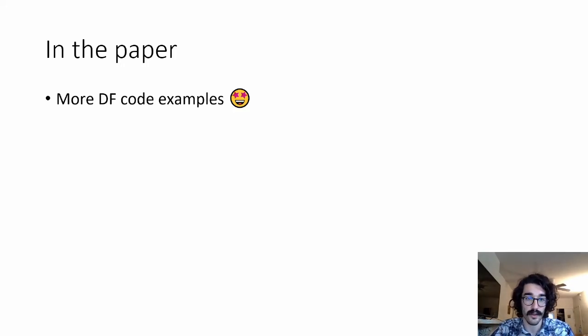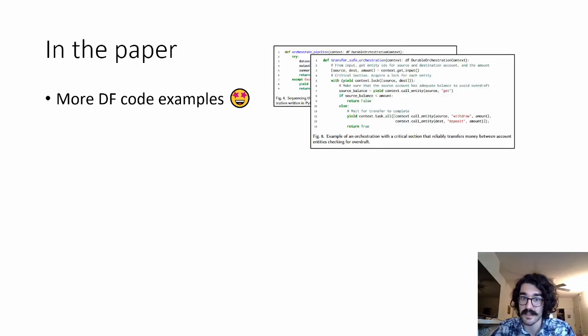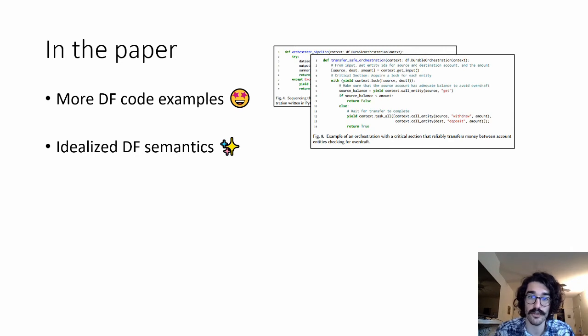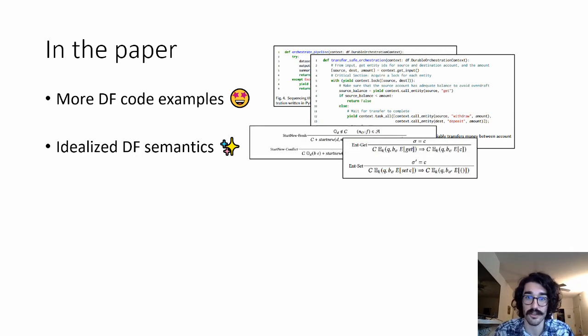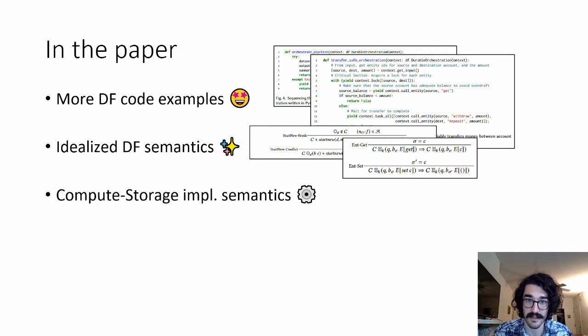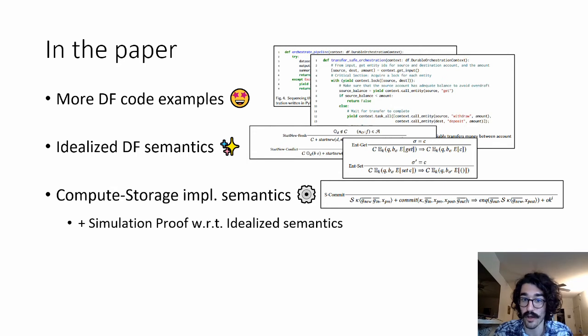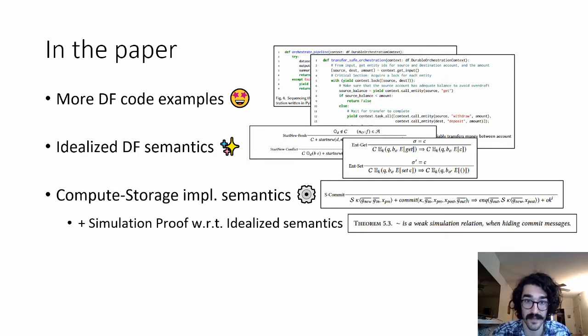Let's now give an overview of what you will find in our paper before continuing. So first of all, there are many more durable function code examples. There is an idealized semantics that describes durable functions from the perspective of the user, hiding all of the issues of the serverless implementation. There is then a compute storage implementation semantics that describes how to implement durable functions in the presence of ephemeral compute workers and reliable storage. And there's also a proof that it implements the idealized semantics.